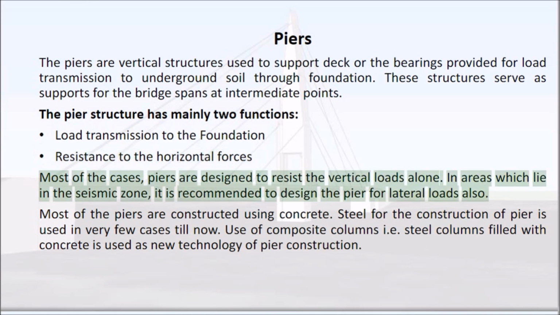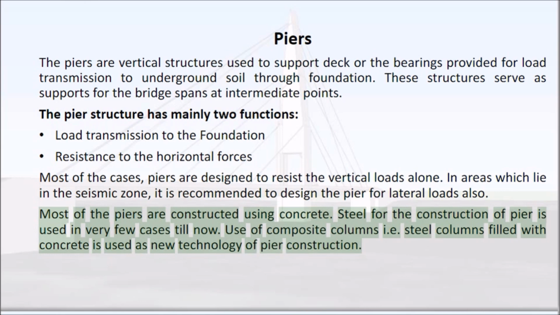In most cases, piers are designed to resist the vertical loads alone. In areas which lie in the seismic zone, it is recommended to design the pier for lateral loads also. Most of the piers are constructed using concrete. Steel for the construction of piers is used in very few cases till now. Use of composite columns, i.e. steel columns filled with concrete, is used as a new technology of pier construction.